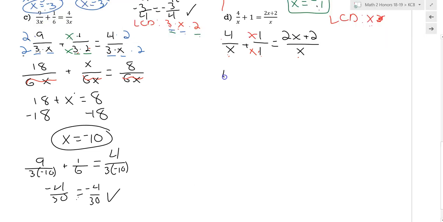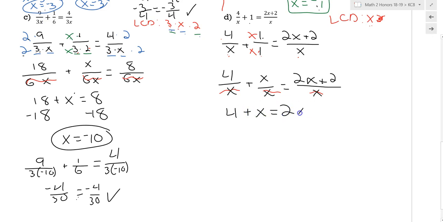So we now have 4 over x plus x over x. Okay, unless you see this and like, oh, I can cross out my x's. But that would just take you back to what we already had. So don't work backwards, right? The whole reason we did this was so that we could get rid of our denominators. So now we have 4 plus x equals 2x plus 2.